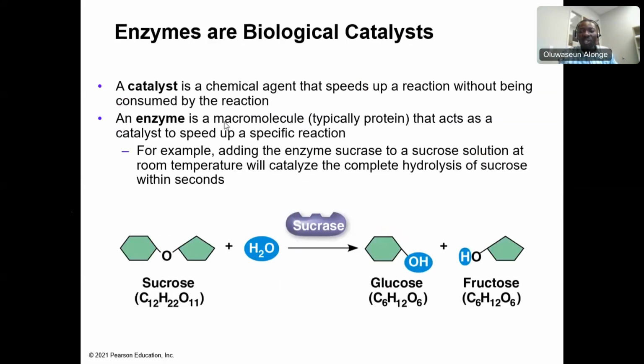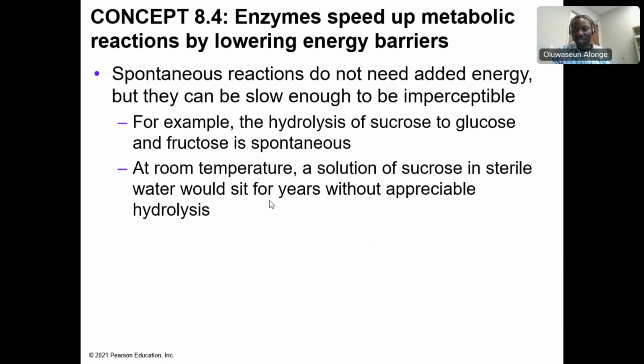Now, what does a catalyst do? A catalyst will reduce the energy required. The price of the Crocs is reduced by the enzyme. Like the discount, the discount is the catalyst. Now, a catalyst is a chemical agent that speeds up a chemical reaction without being consumed in the reaction. An enzyme is typically a macromolecule that acts as a catalyst to speed up a specific chemical reaction. For example, adding the enzyme sucrase to a sucrose solution at room temperature will catalyze the reaction within seconds instead of waiting for years.